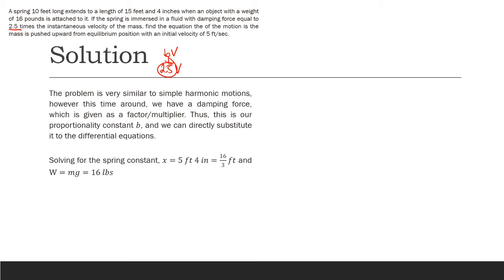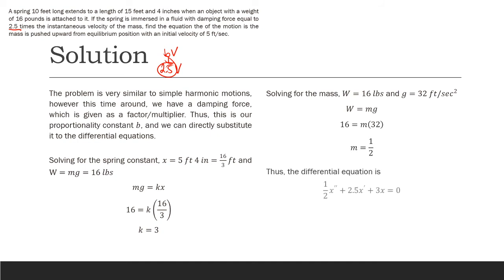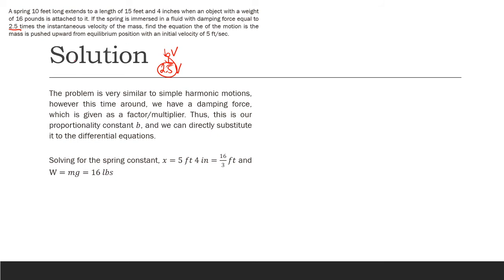So, we have to solve for that. Wait, let me show the equation first. Oh, I forgot to write it. Okay, I'll just write it. So, remember, class, that our equation for damped vibrations is mx double prime plus bx prime plus kx is equal to 0.